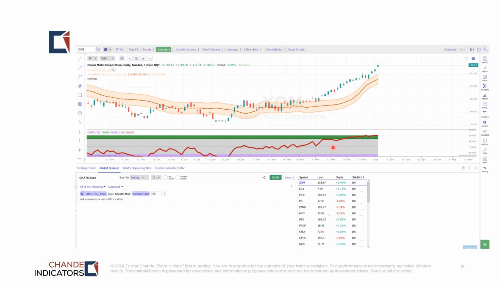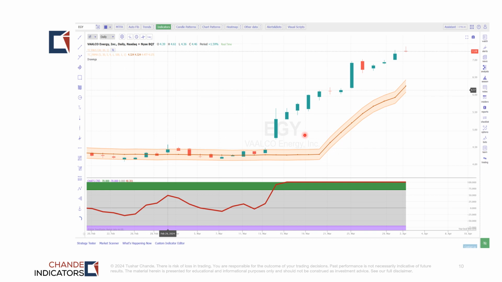The lower panel here has the CHATS indicator, and that is now in the green region and near 100 for the past few days. And this is the FAMA band that we've discussed before, but this time with only a 1x multiplier. And it helps us identify that the breakout is indeed occurring and occurring very nicely because it's well outside the bands.